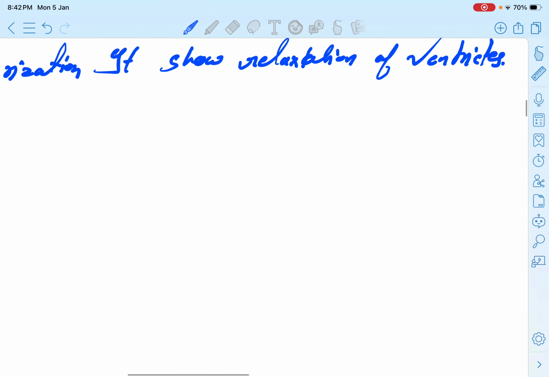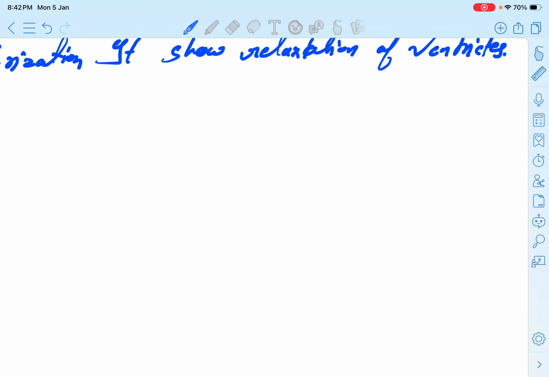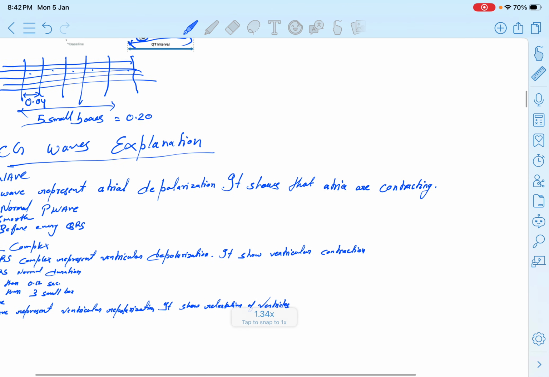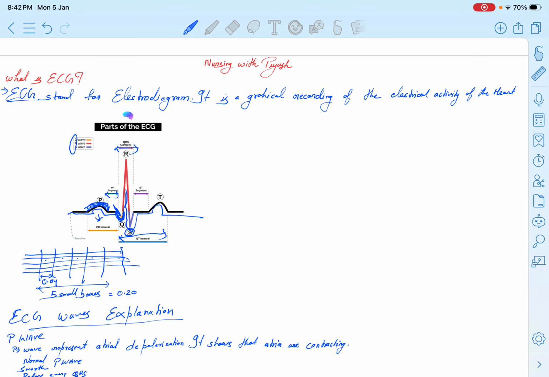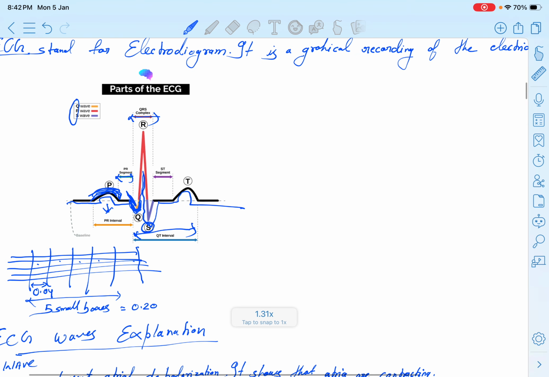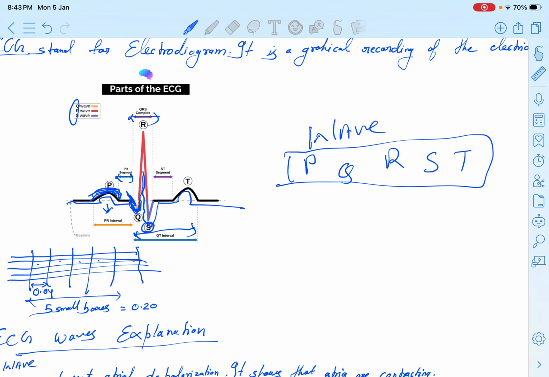Okay, now step by step ECG reading in important parts. First, the heart rate. This is the common reading about the ECG. I will repeat this. What is ECG? ECG stands for electrocardiogram. It is a graphical reading of the electrical activity of the heart. Here I will show from the pictures. There are waves, that is P wave, Q wave, R wave, S wave and T wave. These are the waves we will find in the ECG.